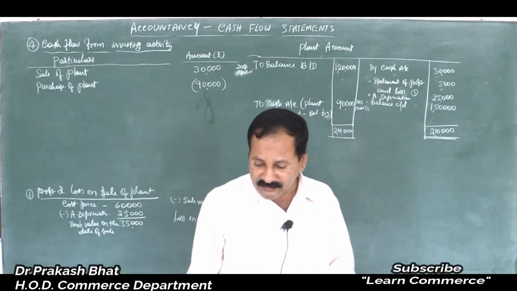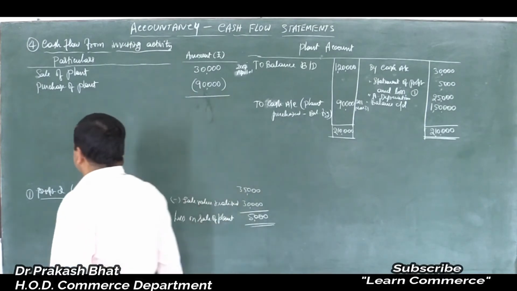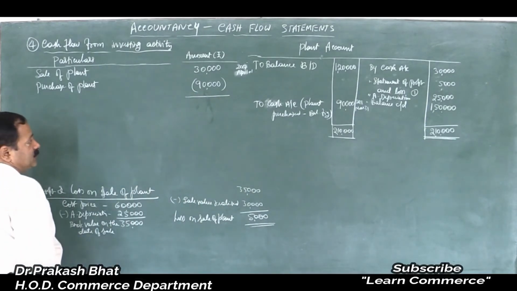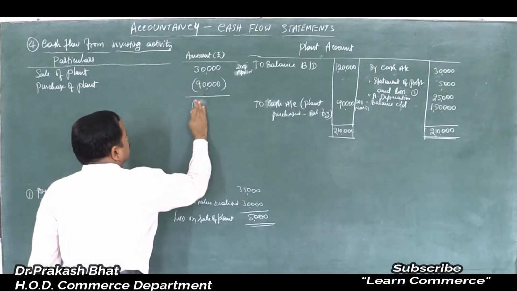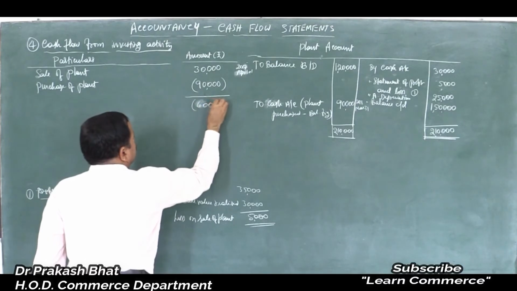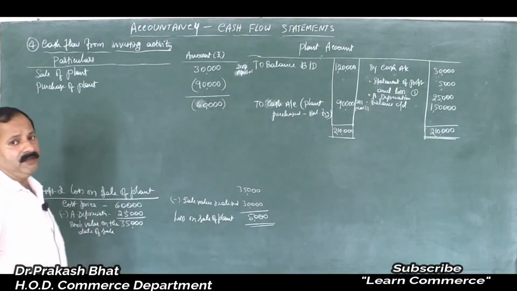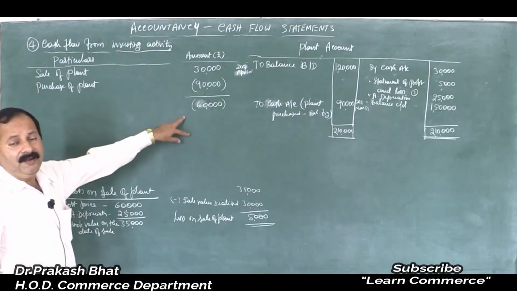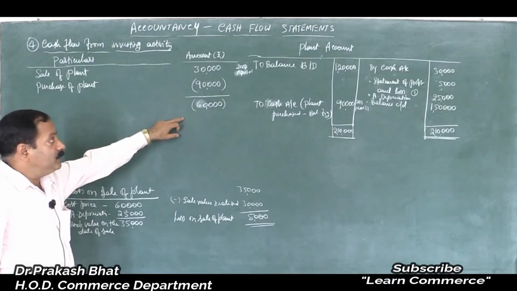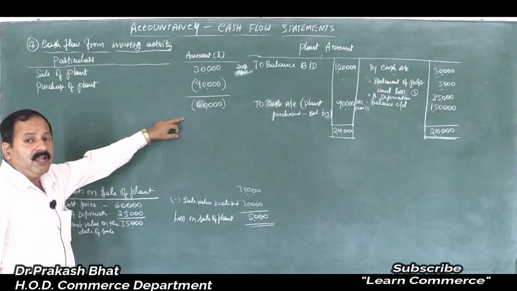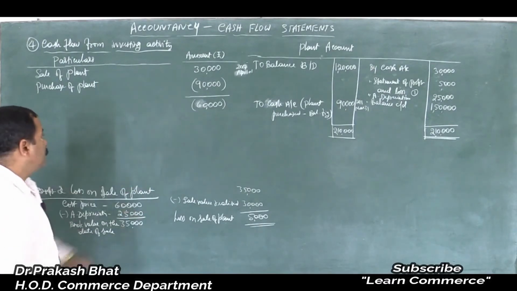Now find out the net cash flow from investing activities. What is the difference? The difference is minus 60,000. Am I correct? 90,000 is a negative figure and 30,000 is a positive figure. Then you set off, there will be a negative figure of 60,000, which implies through investing activities your cash outflow is 60,000. Net cash outflow you have to write here.